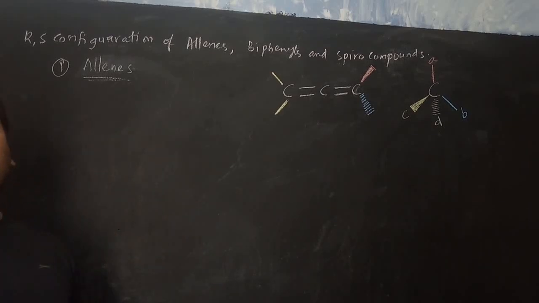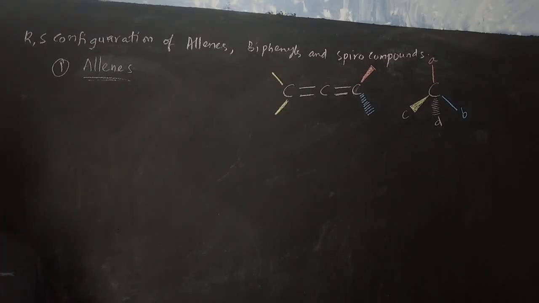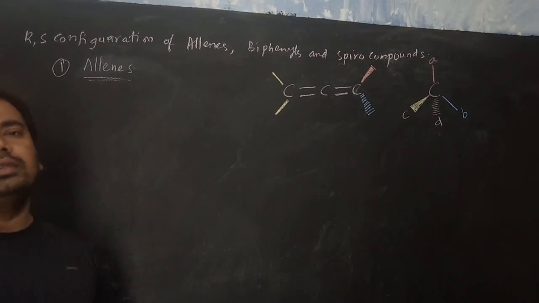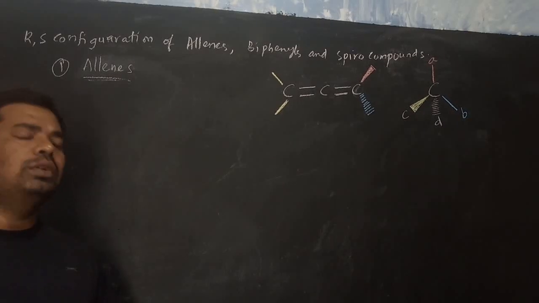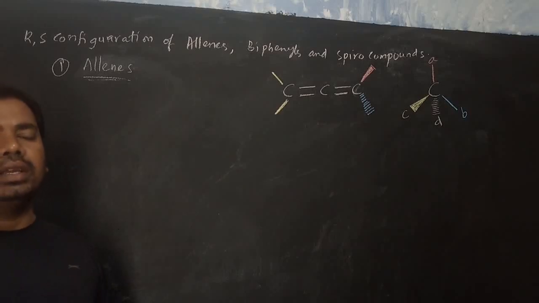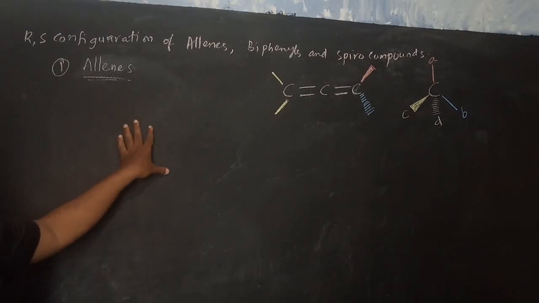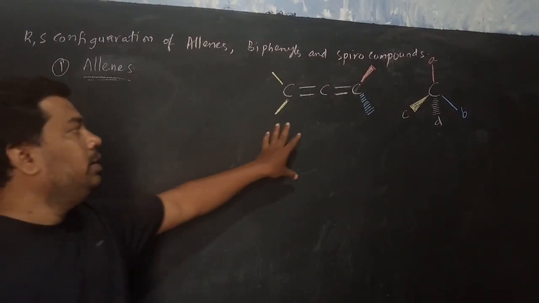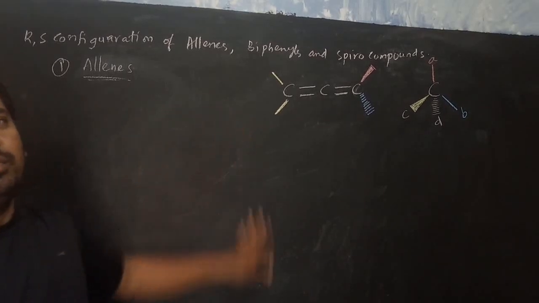So today's topic is RS configuration of allenes, biphenyls and spiro compounds. Generally this topic is very important for CSIR and state level eligibility tests, and sometimes this type of question is also asked in IIT-JEE and NEET exams. Here we have to assign the RS configuration of allenes, biphenyls and spiro compounds. First we will discuss allene type molecules.